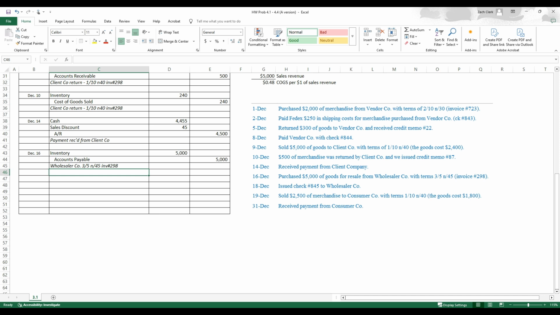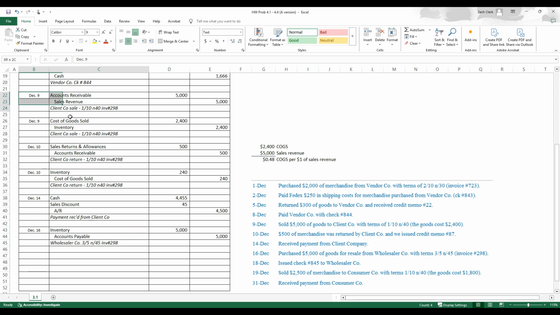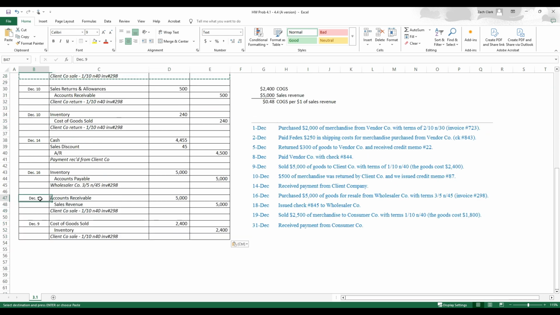And then the next transaction on the 18th is a sales transaction. So I'm going to steal these two journal entries again because they're very similar to what we're going to be doing again. That just makes it a little easier on ourselves. And this is December 18th.